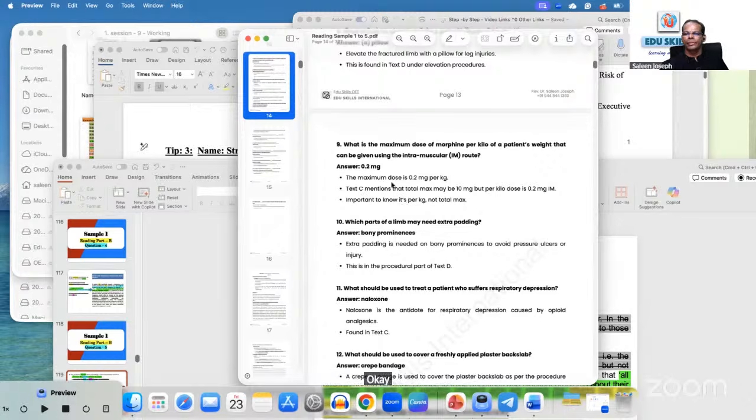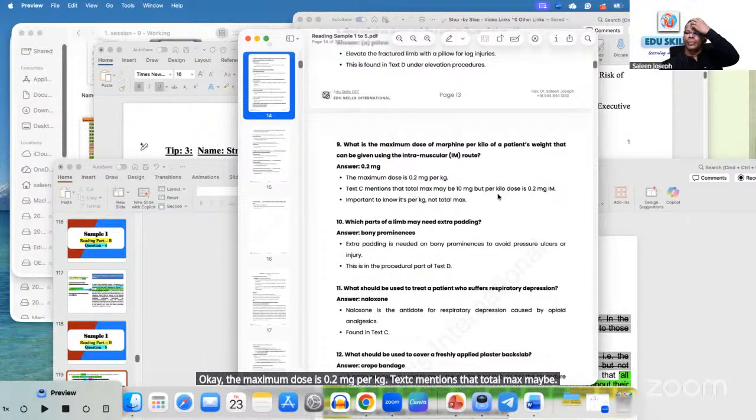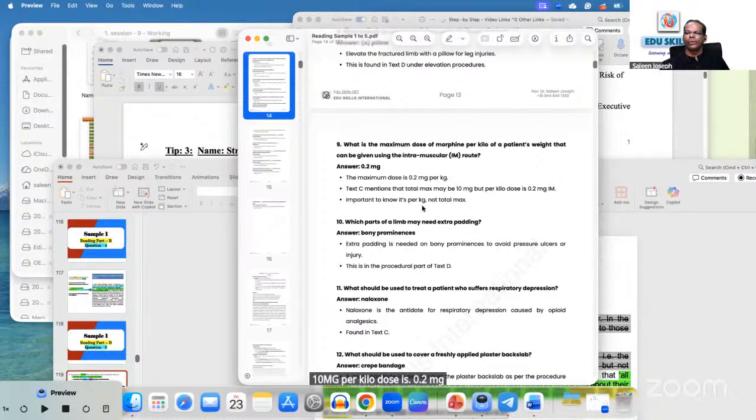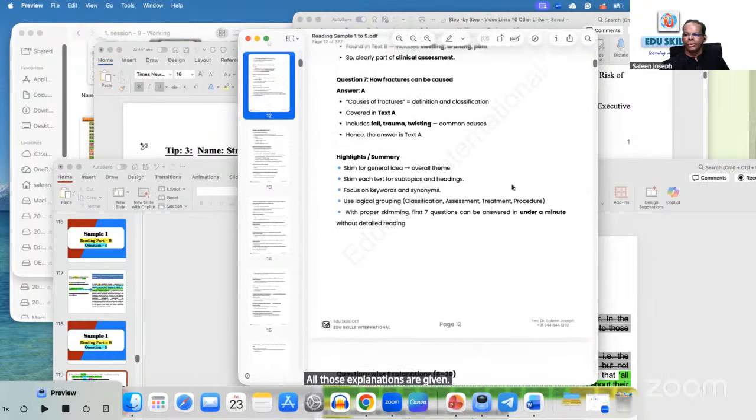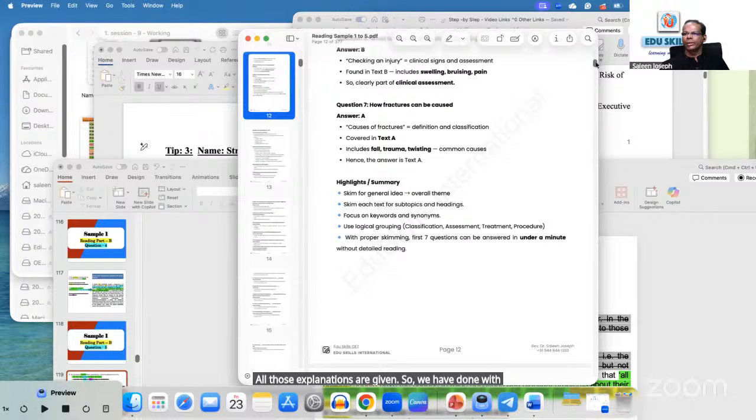Okay, the maximum dose is 0.2 mg per kg. The text mentions that the total max may be 10 mg, but the per kilo dose is 0.2 mg. It is important to know it's per kg, not total max. All those explanations are given. So we have done almost the second part volume that they are doing.